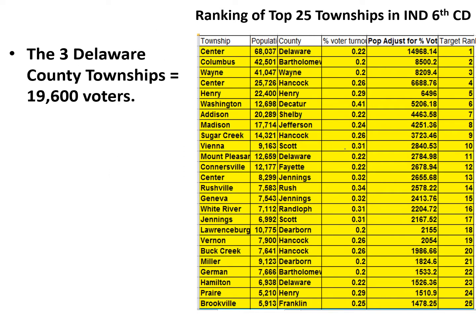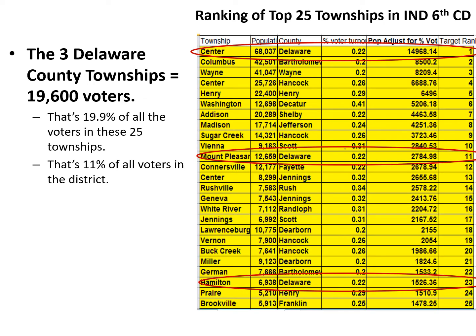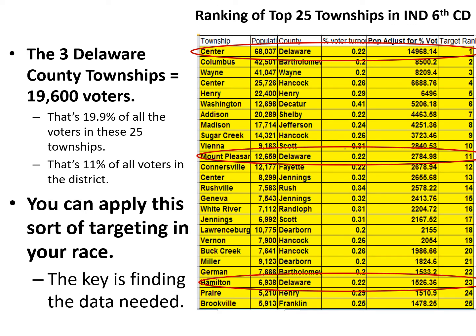Notice that the 3 Delaware County townships in this list constitute 19,600 voters. That's 19.9% of all the voters in these 25 townships. That's 11% of all voters in the congressional district. You can apply this sort of targeting in your race. The key is finding the data that you'll need.